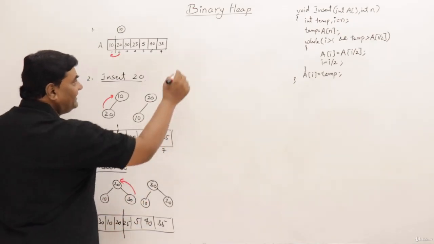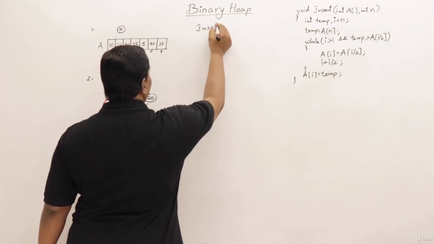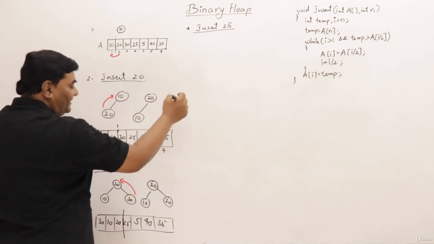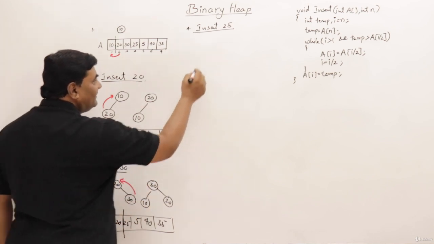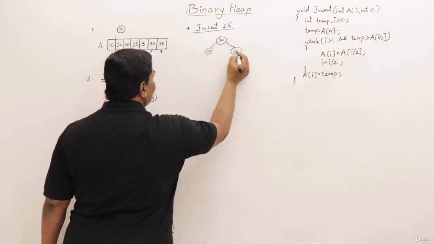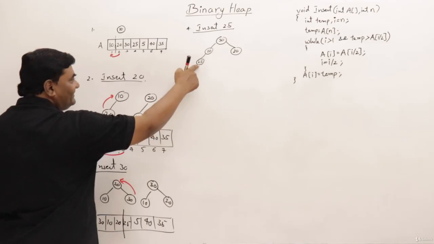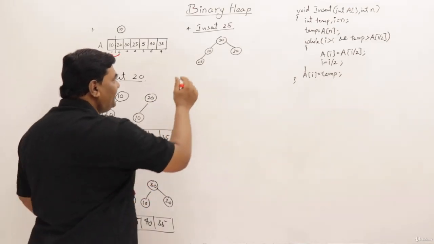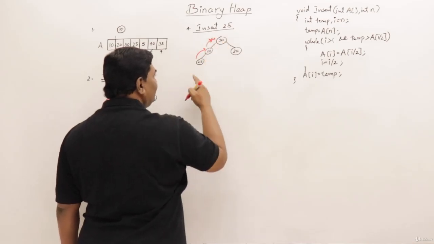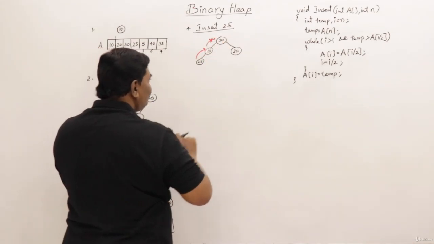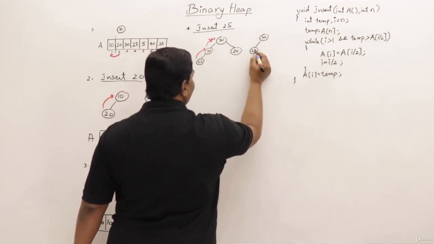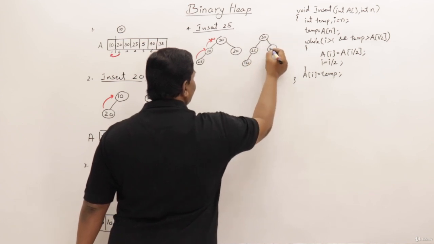Next I have to insert 25. Inserting 25 means where will 25 come? 25 will come as a left child of 10 as per complete binary tree order. 30, 10, 25. 25 is newly inserted. Now compare the newly inserted with the parent. Is it greater than the parent? Not greater than 30, but it is greater than 10, so it will be swapped with 10. So the resultant tree: 30 is not modified. At this place comes 25, and here is 10 and this is 20.